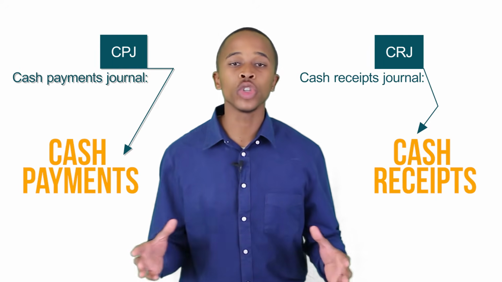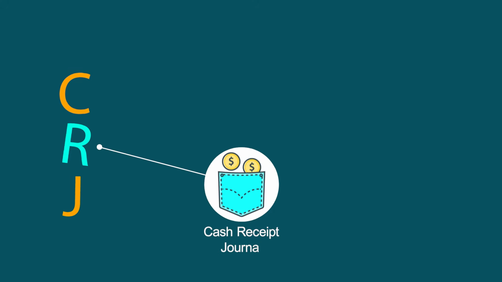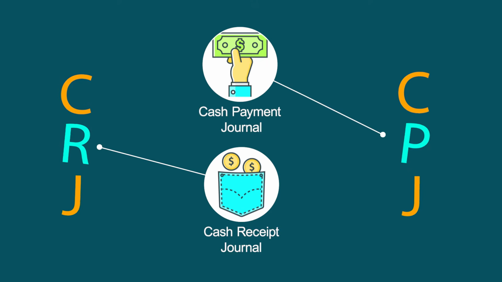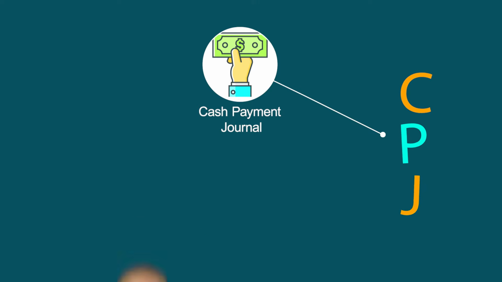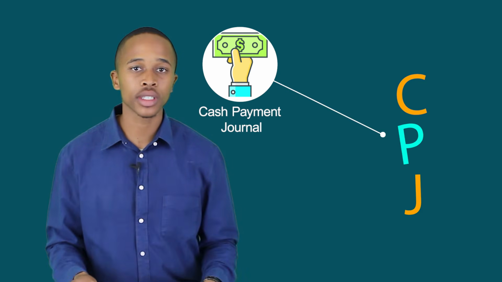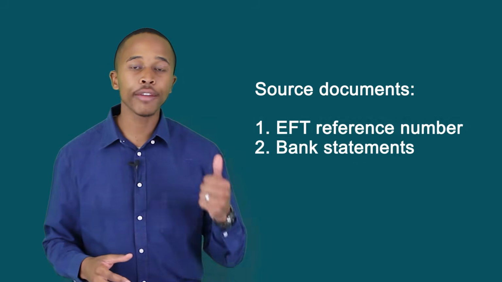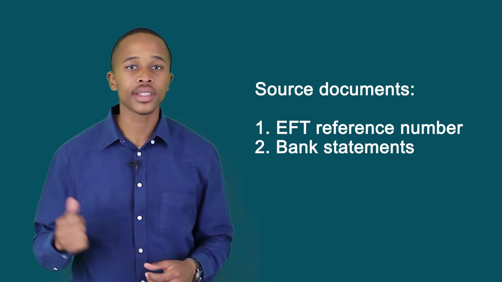So grade 8 learners, how I remember it is I always look at the middle letter. For the CRJ, the business receives money, but for the CPJ, the business pays the money. In this lesson, we will be looking at the Cash Payments Journal, which is the CPJ. Remember, the Cash Payments Journal is the journal where the business records all its payments. The information is taken off the following source documents: the EFT reference number and bank statements.